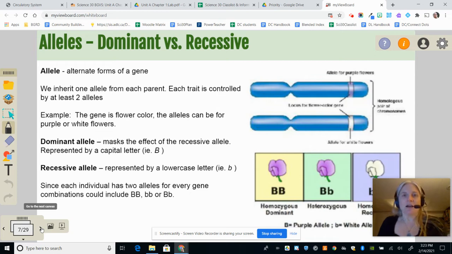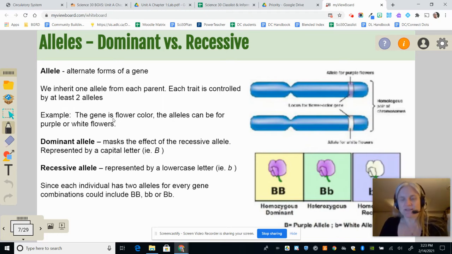All right, alleles. We're going to look at what these terms dominant versus recessive mean. And alleles are alternate forms of a gene. Okay, so genes will come in two forms for the genes that we're studying. So you're going to inherit one allele from each parent. And the way that these two alleles interact is going to determine how that trait is going to be expressed.